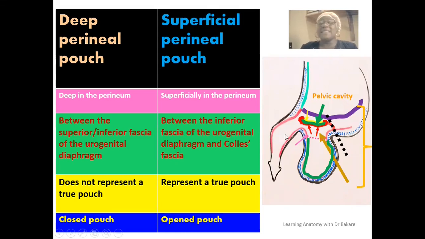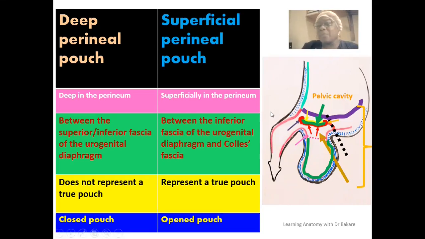Also to add that the deep perineal pouch is a closed pouch. If you go back to this image up here, this is where we say we have the deep perineal pouch that is arrowed here in green. If you look at it on the anterior side, you see that it is closed. And if you go behind here at the posterior region, you see that it is also closed. So it is a closed pouch.